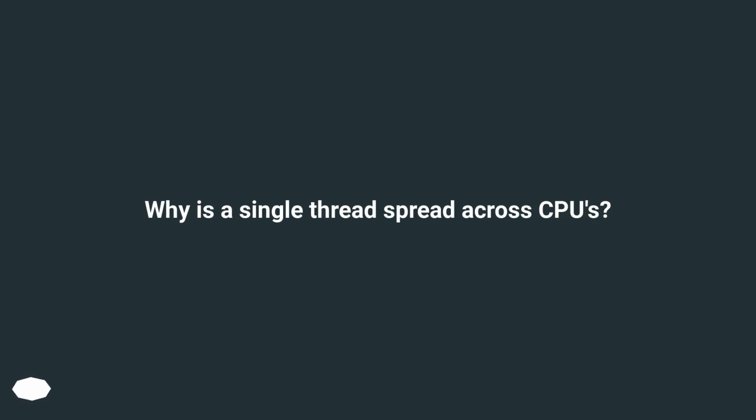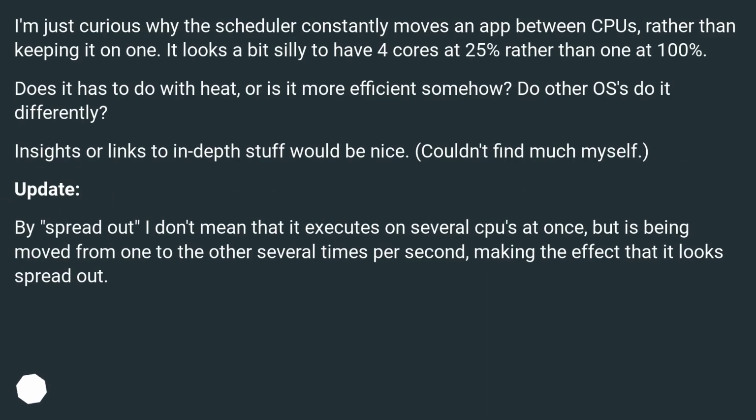Why is a single thread spread across CPUs? I'm just curious why the scheduler constantly moves an app between CPUs, rather than keeping it on one. It looks a bit silly to have 4 cores at 25% rather than 1 at 100%. Does it have to do with heat, or is it more efficient somehow?